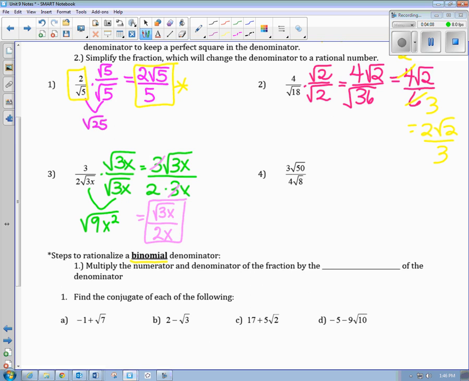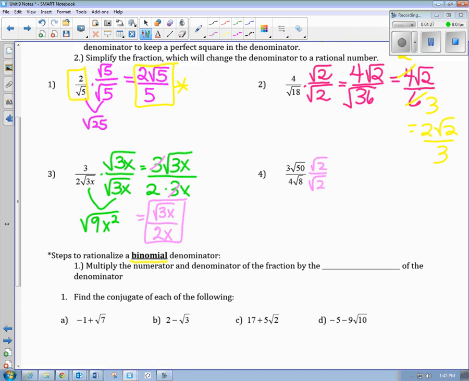For question number 4, in this case, I have 4 radical 8 on the bottom. The 4 is fine where it is. It's not under a radical, but I have a problem with the radical 8 being there. The fraction is not considered simplified if there's a radical in the denominator. I could multiply by radical 8, but I do know that there's a little shortcut here.